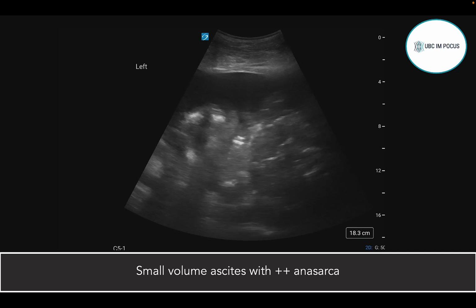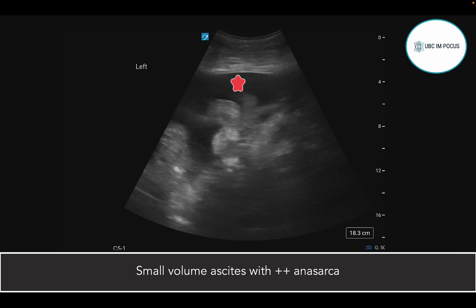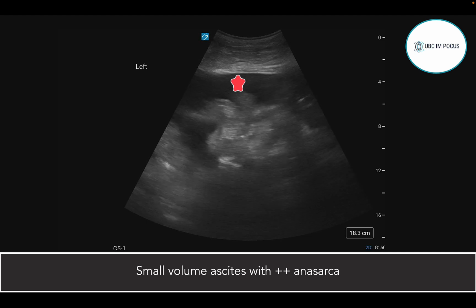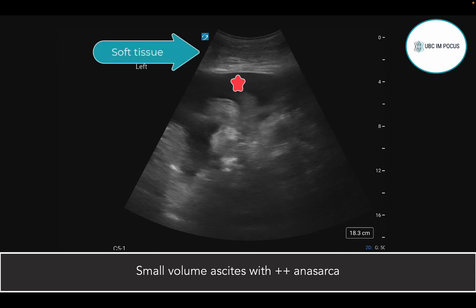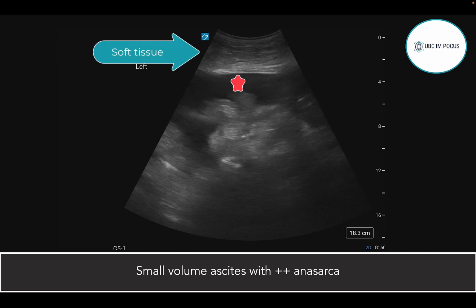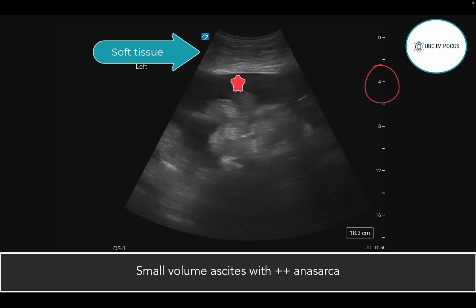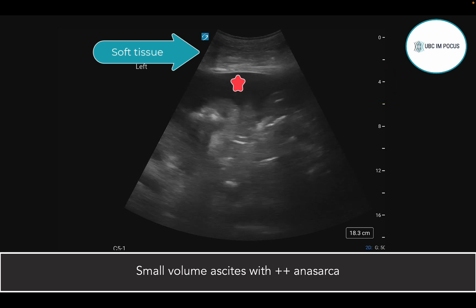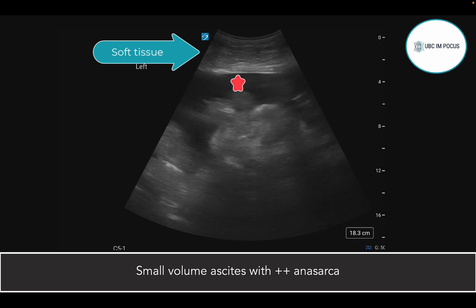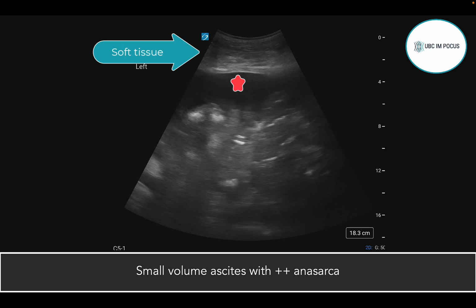Here's another example of a little bit of ascites, some bowel loops in there. The thing to point out here is the soft tissue is quite thick. You can see from the measurement on the side that we're almost at 4 centimeters with our soft tissue. This is a patient that had a lot of anasarca, so a lot of fluid within their soft tissues. And two things to note there.